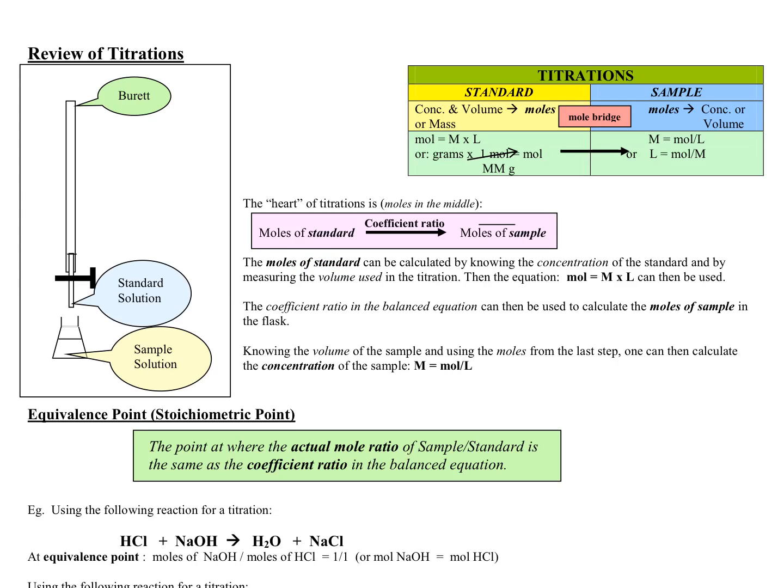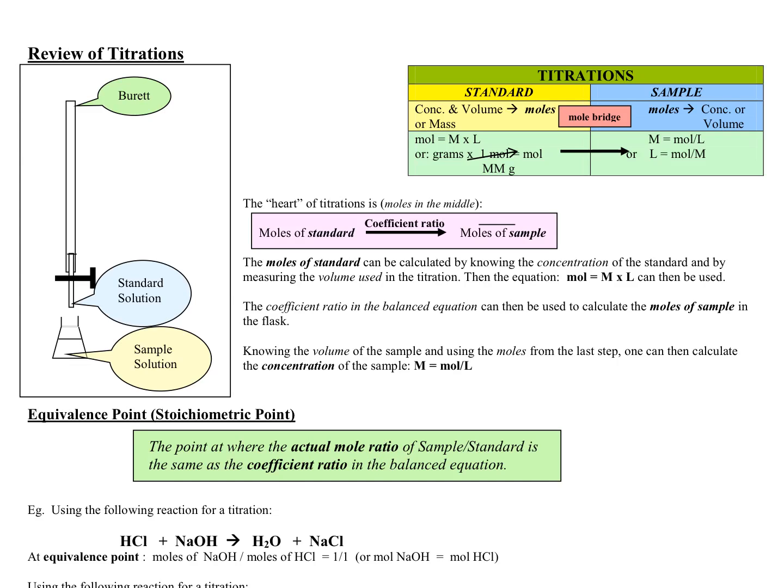So the moles of a standard can be calculated by knowing the concentration of the standard and by measuring the volume used in the titration. Then our equation, moles equals molarity times liters, just rearranging the molarity equation, can be used. The coefficient ratio in the balanced equation can be used to calculate the moles of a sample in the flask here. Knowing the volume of the sample and using the moles from the last step, one can calculate the concentration of our final molarity.